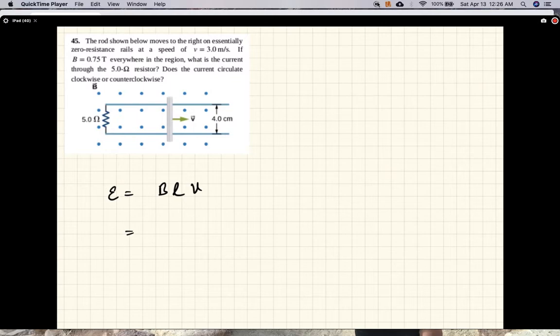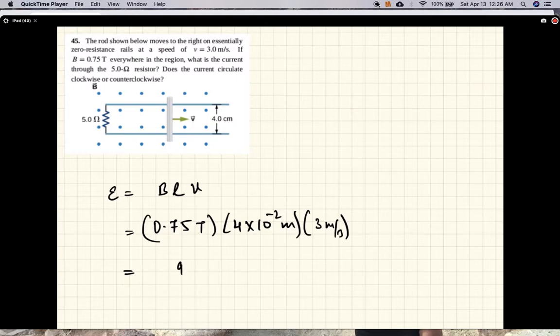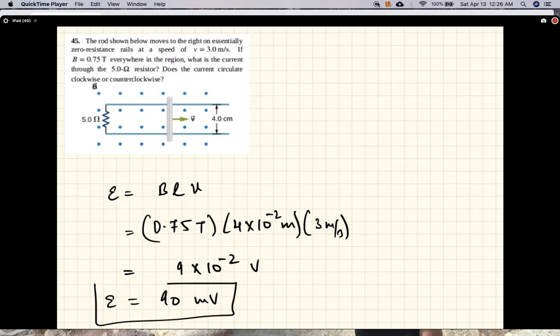And let's calculate the EMF. It's 0.75 Tesla. That's a strong magnetic field. 4 centimeters, which is 4 times 10 to the minus 2 meters, and the velocity is 3 meters per second. So the induced EMF is 12 times 9, so 9 times 10 to the minus 2 volts, or 90 millivolts. So that's the induced EMF.